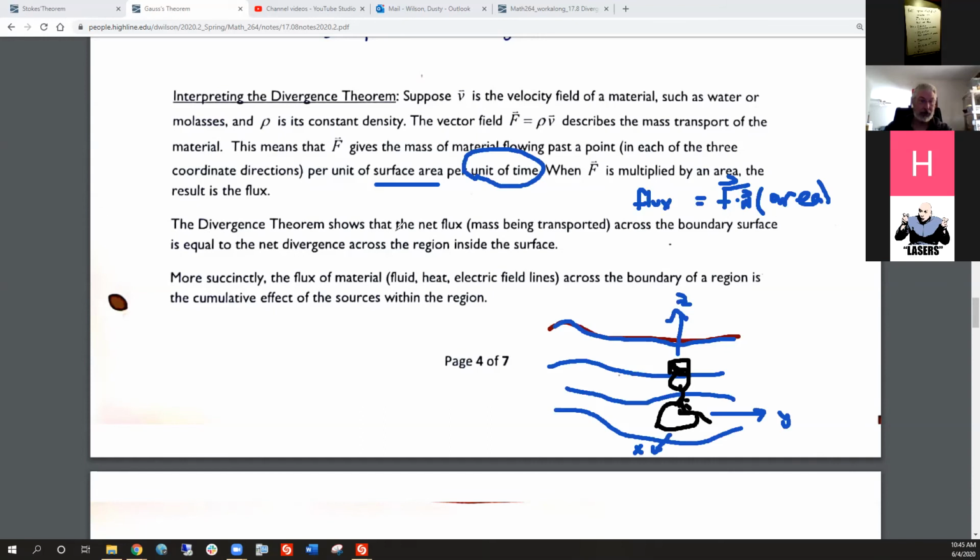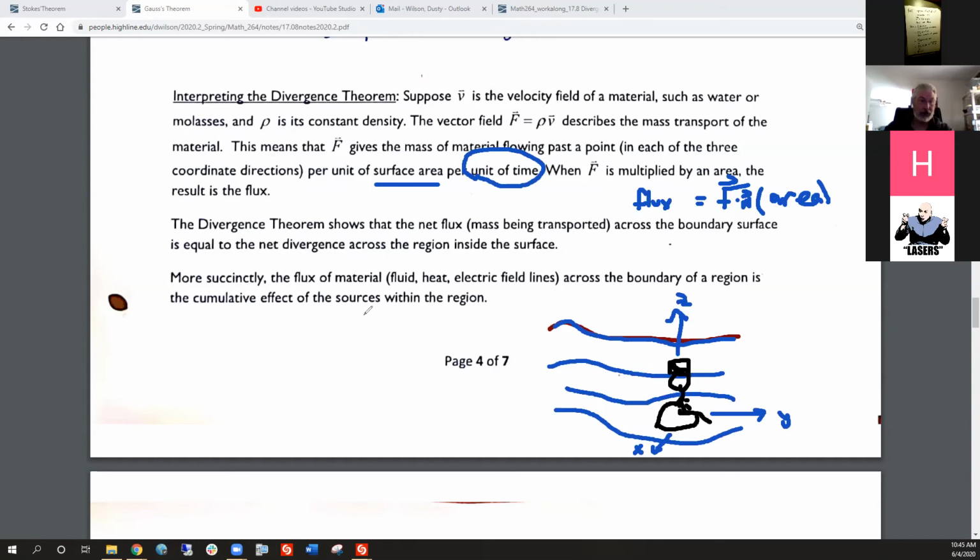So the divergence theorem shows that the net flux, or mass being transported across the boundary, is equal to the net divergence across the region inside the surface. More succinctly, the flux of a material across the boundary is the cumulative effect of all the sources or sinks within the region.